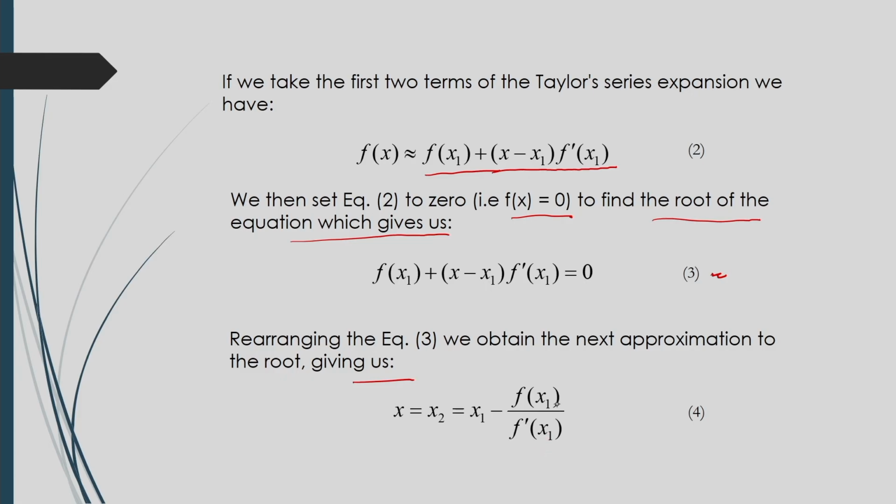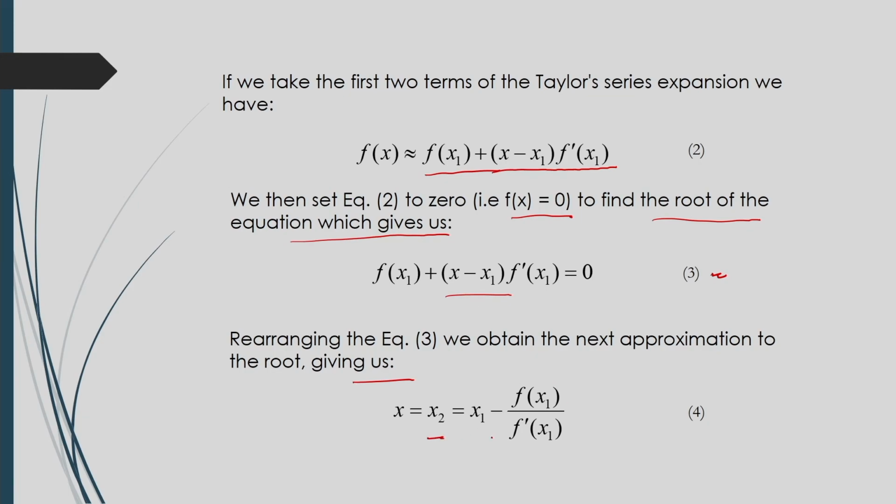So from this, what we did here is take two terms of the Taylor series expansion, and after that we consider f of x equal to 0, from which we can find the value of x. This x will be the initial value for the next step, that is x2. So this x2 will be equal to x1 minus f of x1 divided by f dash x1.